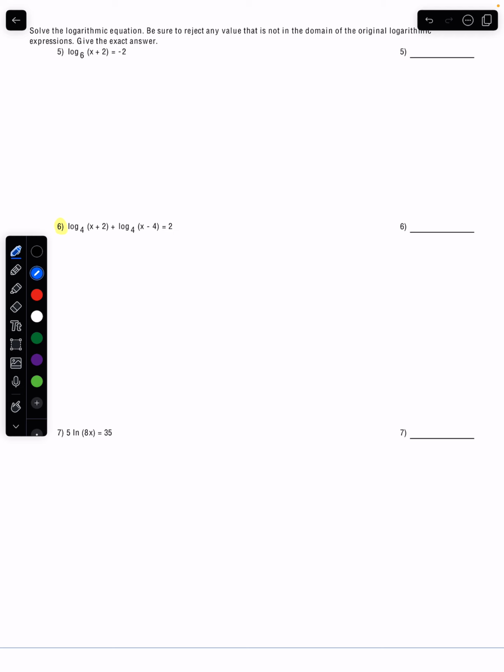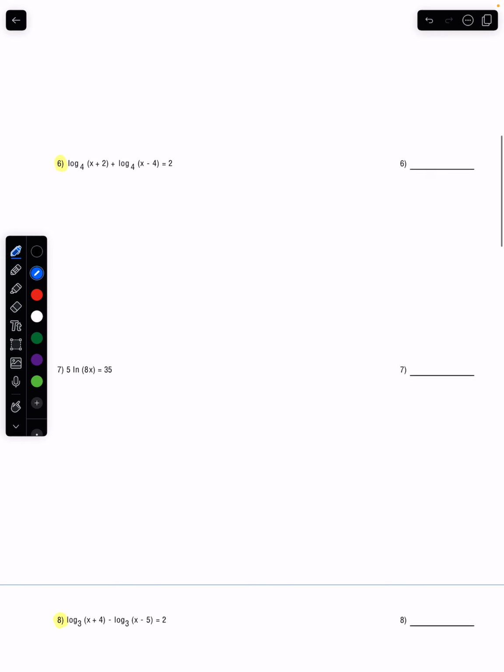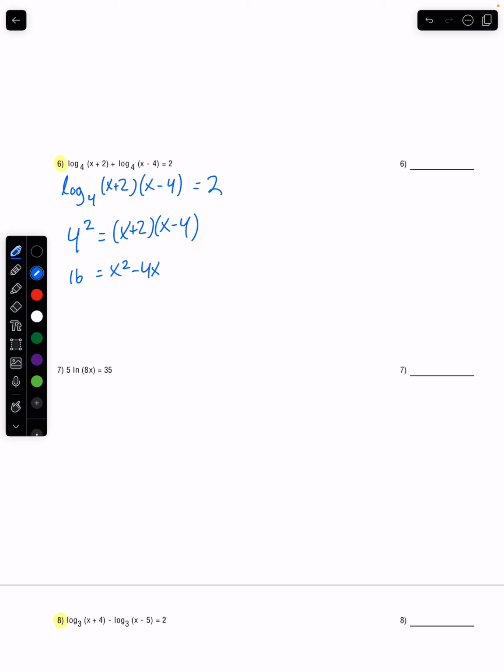Let's see, we have log of 4x plus 2 plus log of 4x minus 4 equals 2. We know the rules of logarithms say we can change these to multiplication, which would be very helpful. And we can change this to 4 squared equals x plus 2 times x minus 4. This is just 16. If you go through and do the FOIL work, you get this. We can subtract 16 from both sides and simplify.